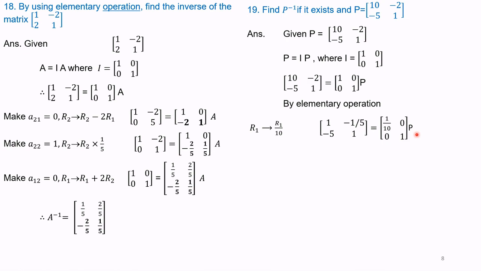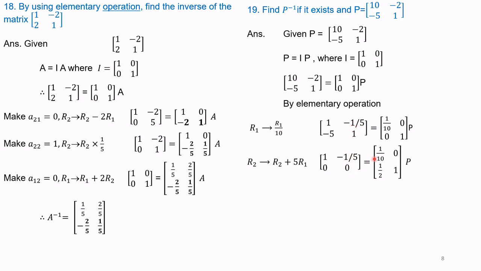Now another operation we have to perform to make this -5 into 0. Let us do it. Therefore, R2 will be equal to R2 plus 5R1. We have to make this as 0. Therefore, -5 plus 5 into R1, which is 1, becomes 0. And this element in R2 is 1 plus 5 into -1 by 5. Therefore, the 5 gets cancelled, it becomes 1 minus 1, which is 0.